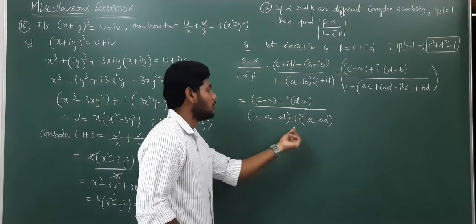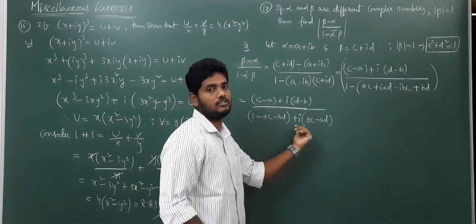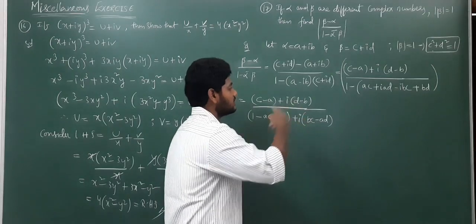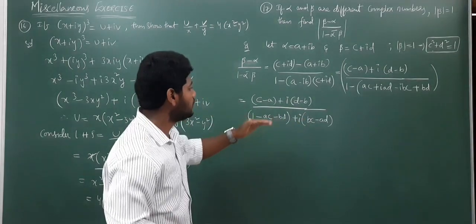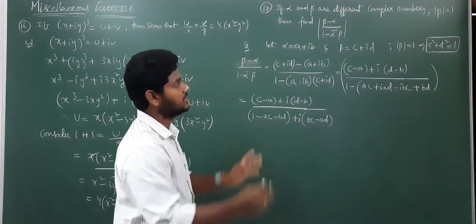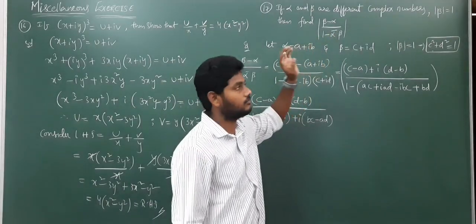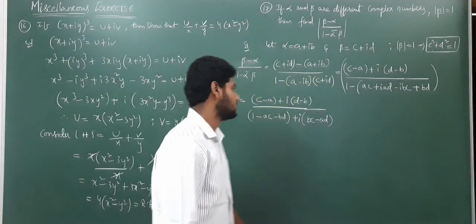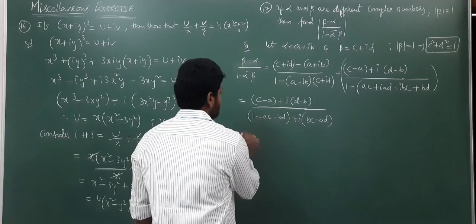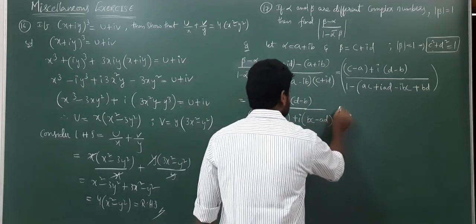Now again this is in the form of a plus ib by c plus id. Nothing but again in the denominator what we have? i. If we have i in the denominator, what we need to do? We need to rationalize. After rationalizing, i will be eliminated. Then we will get the a plus ib form. For that a plus ib form, if you take the modulus, we should get the final required answer. So now what we need to do is rationalize with this denominator.